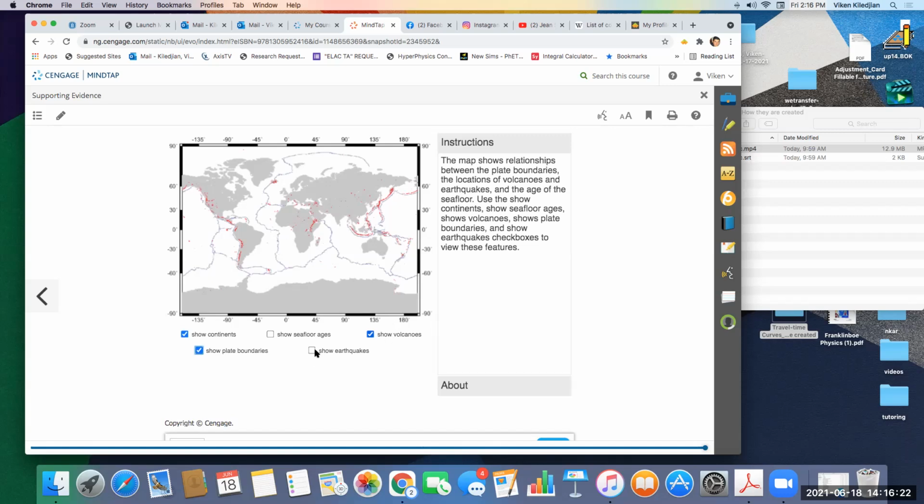So show earthquakes. Oh, wow. So a bunch of earthquakes here along the western coast. So we would expect earthquakes where plate boundaries are.